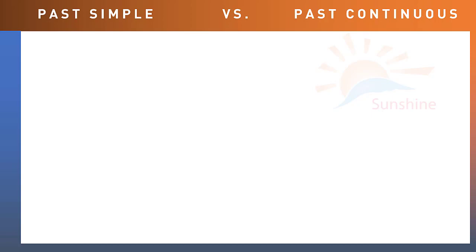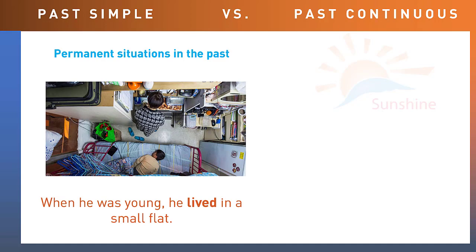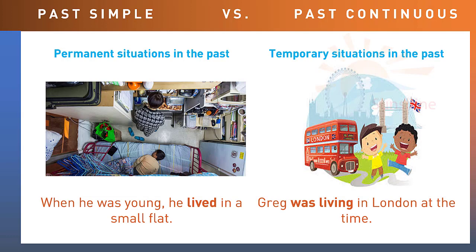We use past simple when we're talking about permanent situations in the past. For example, when he was young, he lived in a small flat. We use past continuous to talk about temporary situations in the past. For example, Greg was living in London at the time.